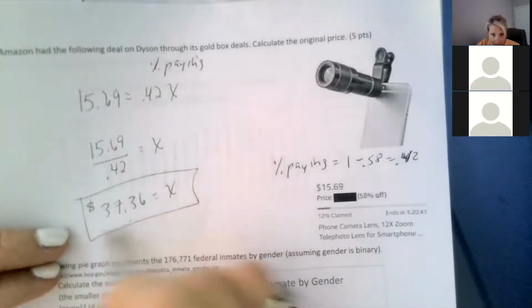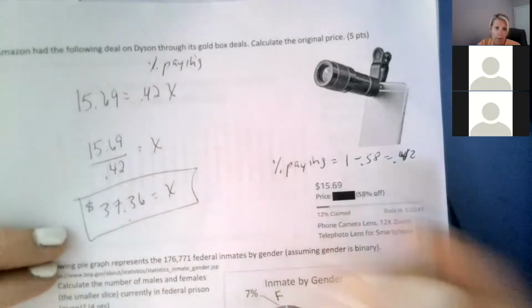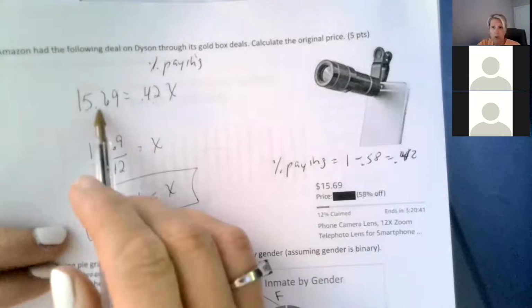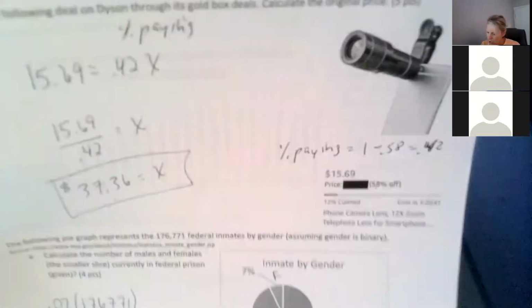And whatever you get, you could take 58% of that and subtract and make sure that you got back to the sale price. And you wouldn't if you did the wrong percentage. And that's how you should double check your work.